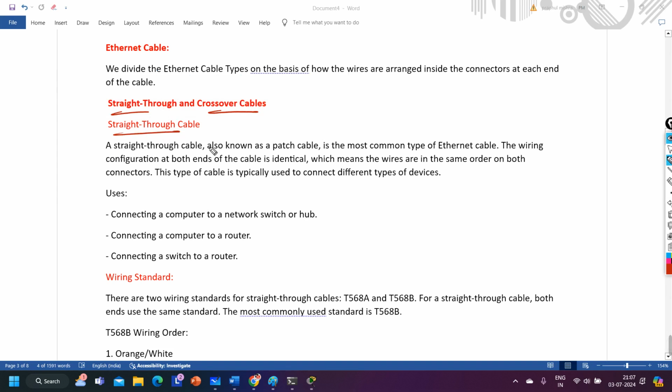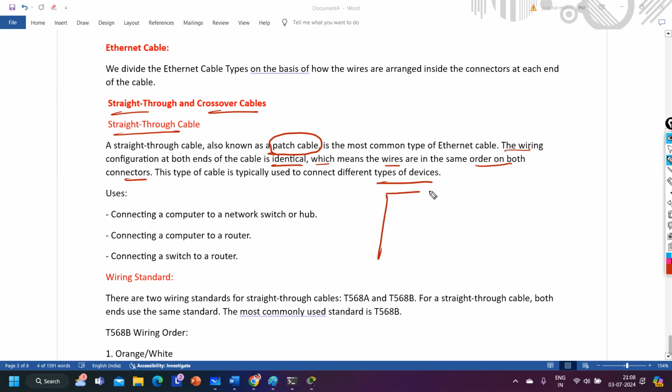And what is straight through, guys? Also known as a patch cable. Patch cable means straight through cable. It is a type of Ethernet cable. The wiring configuration at both ends of the cable is identical. Identical means the same, which means wires are in the same order on both connectors. This type of cable is typically used to connect different types of devices.